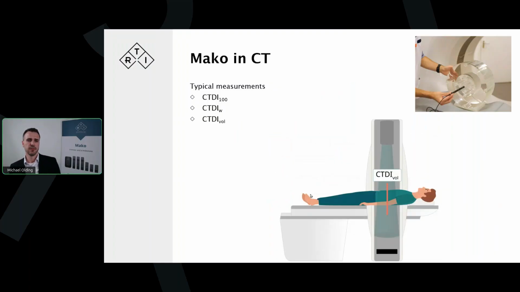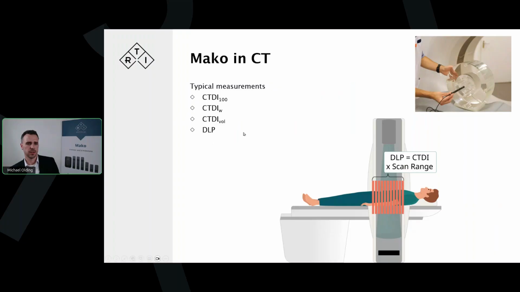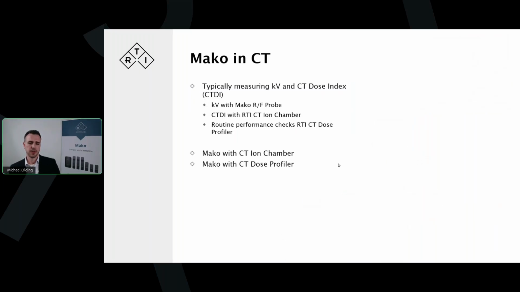And then the CTDI vol, which you'll typically see on the X-ray system, calculated by the X-ray system itself, will essentially be the weighted CTDI divided by a pitch factor. And finally, what's known as the dose length product, which takes the CTDI vol and multiplies it by the scan range. So there are some of the foundational measurements that we perform in CT.